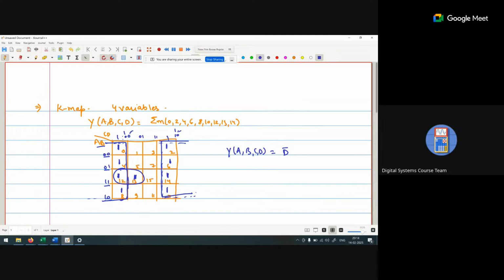Now for this group of 2, plus, A is constant, B is constant, and C is also constant. So the A, B, and C values are 0, so C bar. So this is the equation.